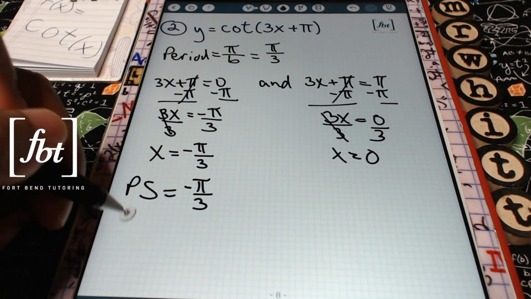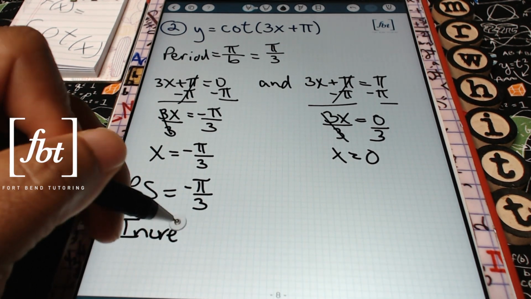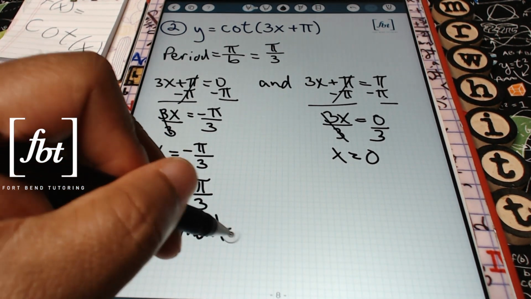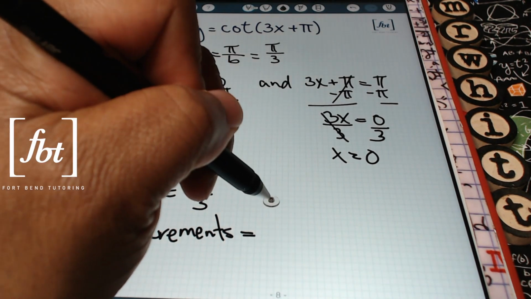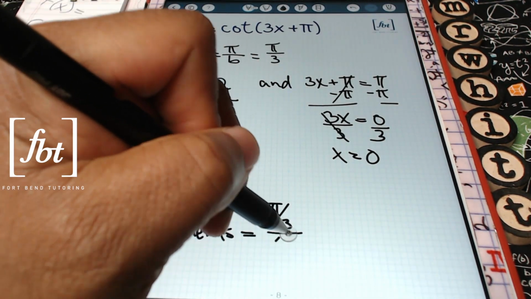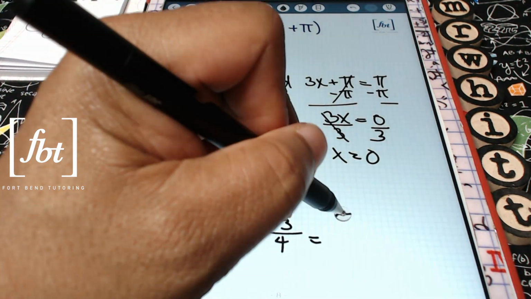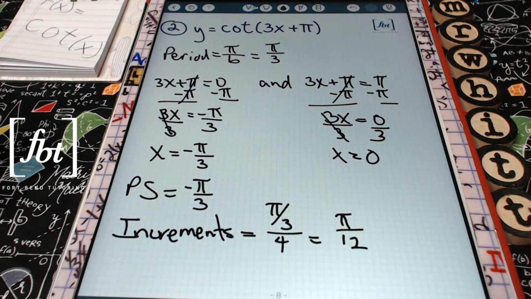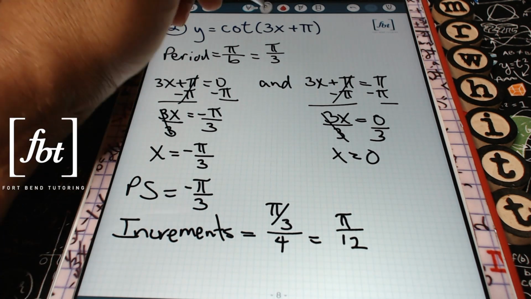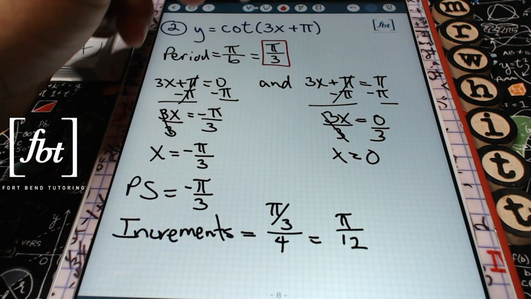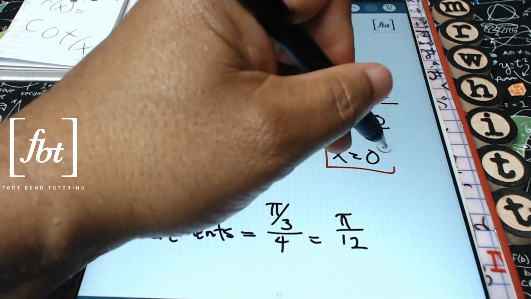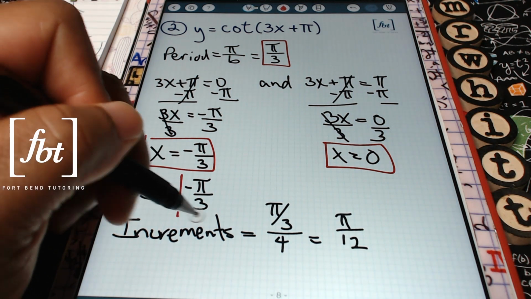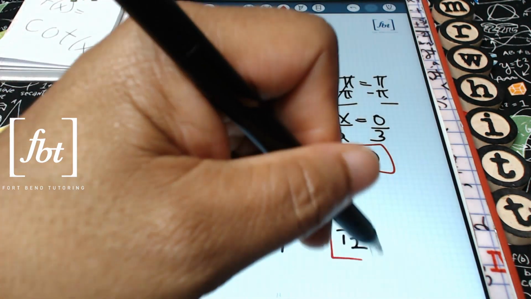And then as we find our increments here, let's not forget about the increments. I live for the increments, thank you. The increments is going to be your period of pi over 3 divided by 4. What does this give you? It gives you pi over 12. Yeah, so our increments are pi over 12. Red box it. Yes, we want to protect our answers before we move on. We don't want these answers to get lost in the shuffle here. Okay, so protect your results. There you go. Red box it.